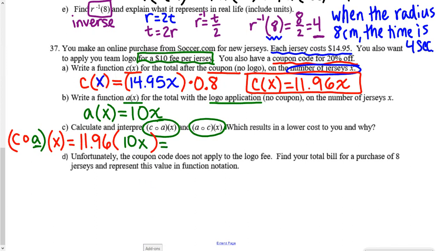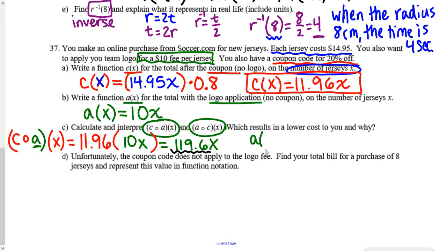So what happens when I do this? $11.96 times 10x is what? $119.60 per x. So what does that mean? This up here would mean that we were charging $119.60 per jersey. Does that make sense? No, something's wrong with that one. The composition there doesn't make sense for this situation. Let's go to the next composition and see if that one makes sense.